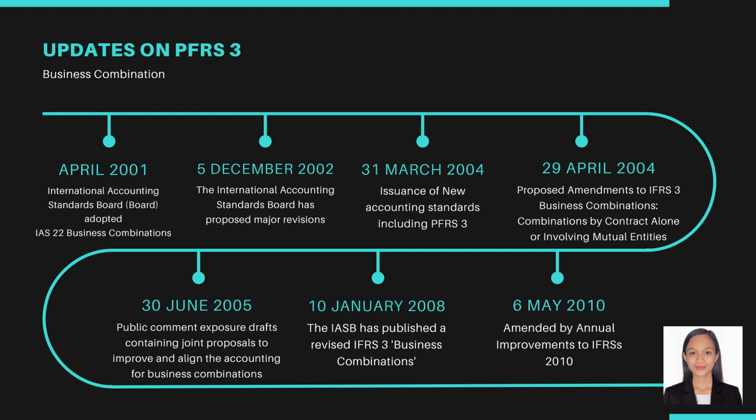And it is stated here that they preferred the impairment rather than amortize. Let's go to 2004 updates. On March 31, 2004, issuance of new accounting standard including IFRS 3. So, nangyari na, ito na yung issuance of IFRS 3. In March 2004, the board replaced IAS 22 and other interpretations to the issuance of IFRS 3 business combinations.